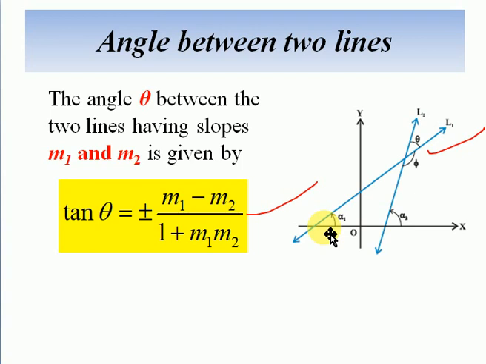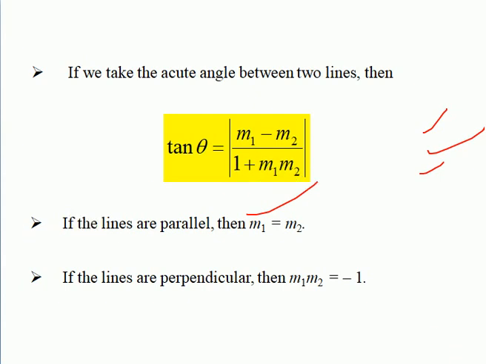other, then we have two angles, one is theta, one is phi. We can consider either theta or phi. If we require an acute angle, then we consider theta. If we require an obtuse angle, then we consider phi. In case of an acute angle, we always begin with the mod sign on the formula.